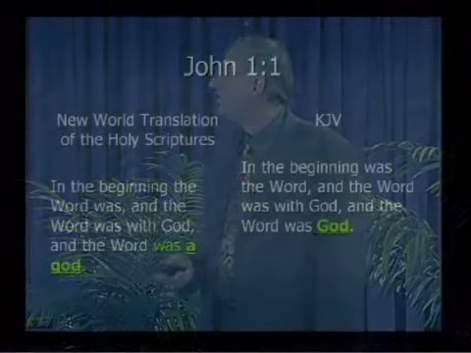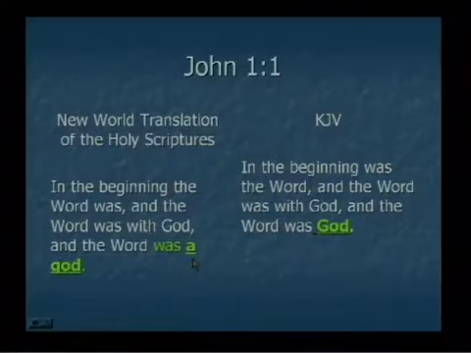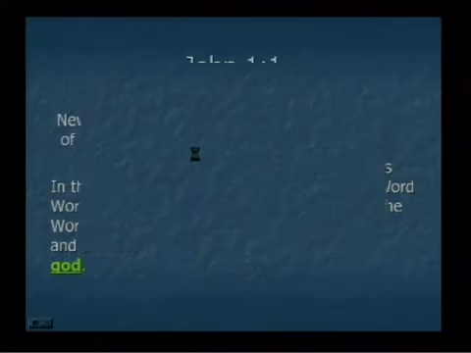John 1, verse 1 in the New World Translation, that's the Bible of the Jehovah's Witnesses as they have written it. It says there, in the beginning, the Word was, and the Word was with God, and the Word was a God. Whereas the King James says, in the beginning was the Word, and the Word was with God, and the Word was God. So obviously, Jesus was God in the King James, but he was a lesser being, if you like, with a lowercase g, when it comes to the New World Translation.